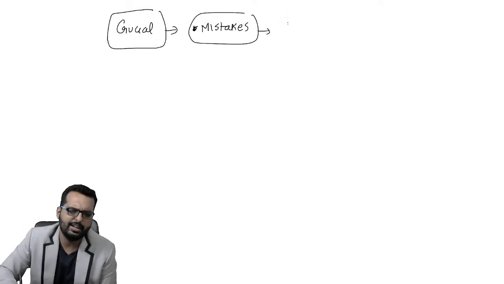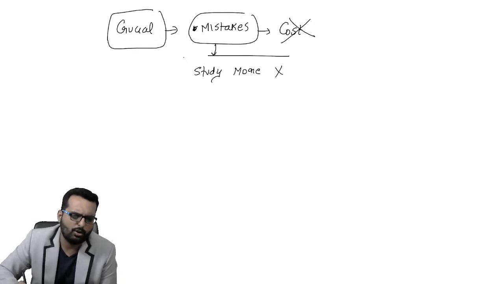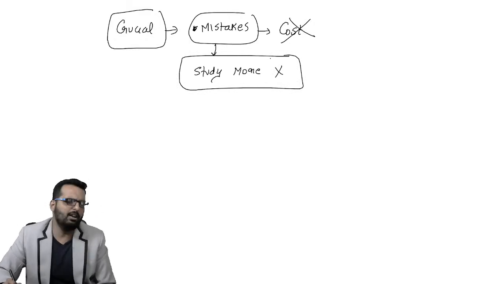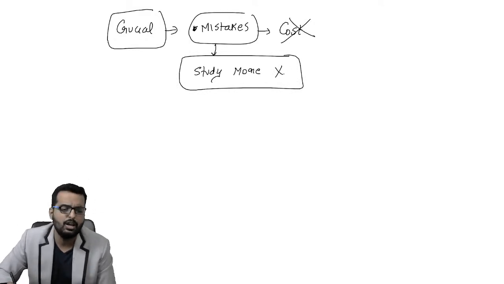And these mistakes cost us a lot, heavy lot. One thing, time being less, we try studying more. Okay, that is a wrong theory. Don't think that if I try studying too much hard now, that is going to really result for the marks that you're going to get in the examination.